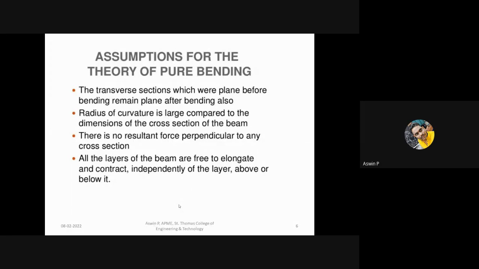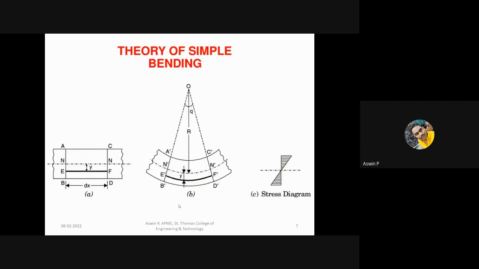Okay. And the last point is not much important because we have not included this in the notebook. In most of the textbooks, this is not given that much importance, even though this is an assumption. All the layers of the beam are free to elongate and contract independently of the layers above and below it. That is, there is no constraint. The layers are free to elongate and contract whenever they want, moving independently. Those are the important assumptions.